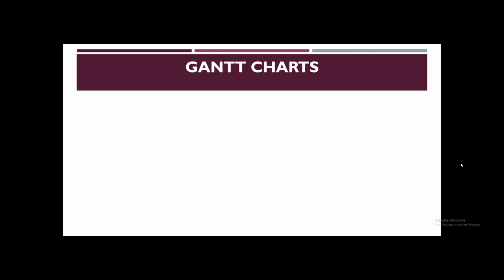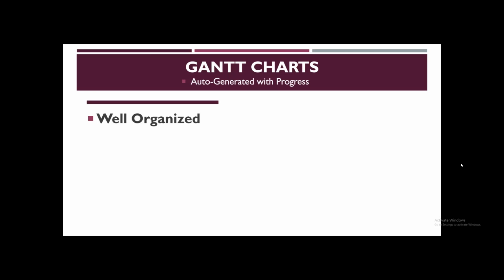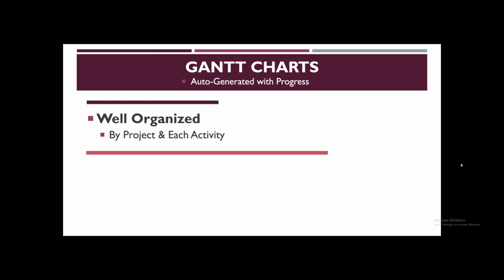In this video, we're going to talk about Gantt charts. In our software, all of our Gantt charts are auto-generated as well as the progress. Everything also is well organized, meaning instead of a long list of activities that make up the project, we have the main activities rolled up so you can view the project as a whole, and then we have each activity as well so you can take a deeper dive if you want to.